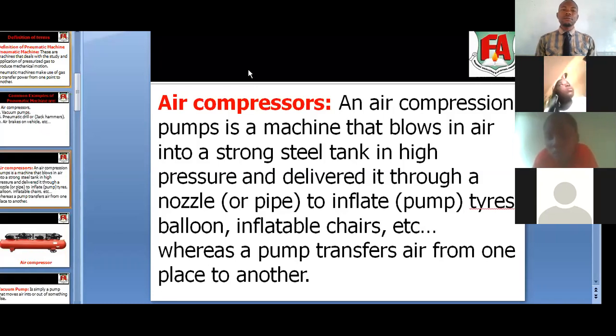Like I said, an air compression pump is a machine that blows air into a strong steel tank at high pressure and delivers it through a nozzle or a pipe to inflate or pump tires, balloons, inflatable chairs, etc. Whereas a pump transfers air from one place to another.